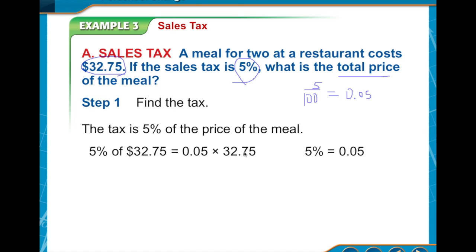So we'll take that 0.05 and multiply that by our original value, $32.75. And that's going to tell us how much more we have to pay for sales tax. If we multiply that out using a calculator, or you can do it longhand, we get 1.6375. So roughly $1.64 is what you would have to pay in addition to this $32.75. So now our last step, what's the total price? We'll take the original plus this new sales tax, add those together, and we get that final amount for what we would have to pay.